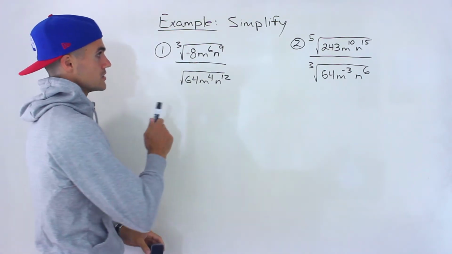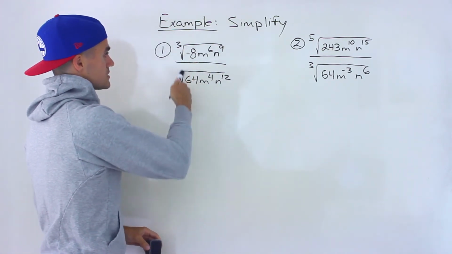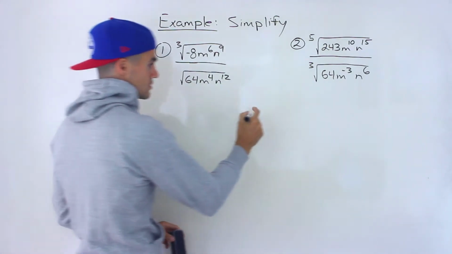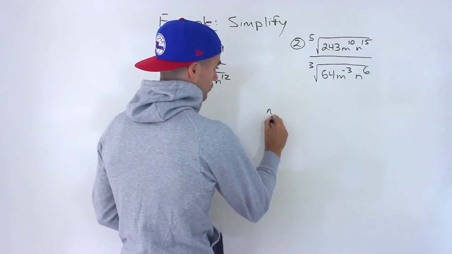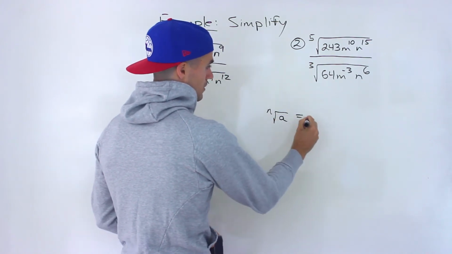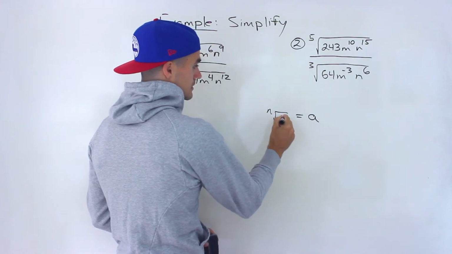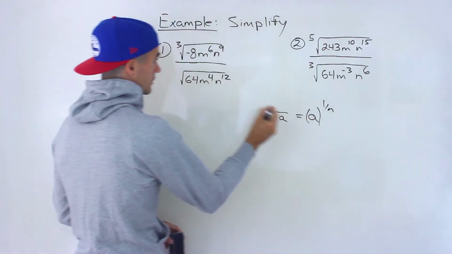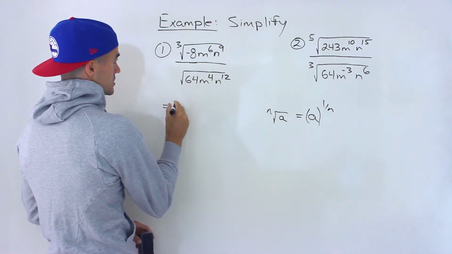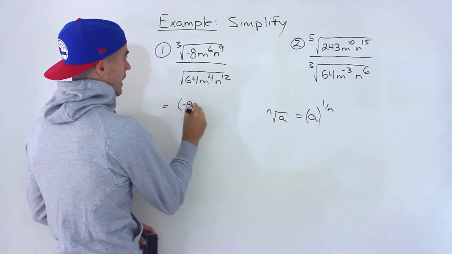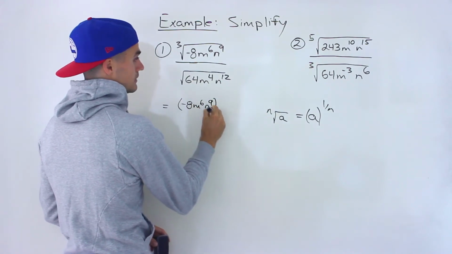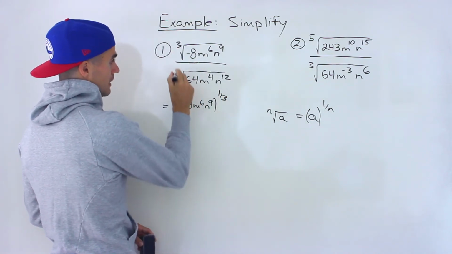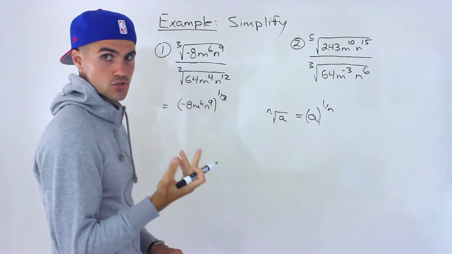So first thing I'm going to do is take these radicals and change them to rational exponents. That's personally what I like to do. As we know, if we have the nth root of something, that's the same as that something to the power of 1 over n. So here we could change this to be -8 m to the 6 n to the 9, all to the power of 1 over 3. And then with a square root, there's like an imaginary 2 there.